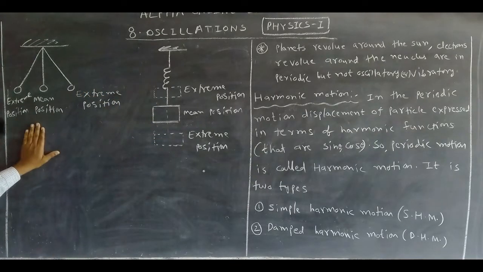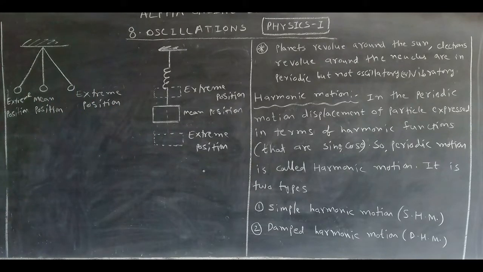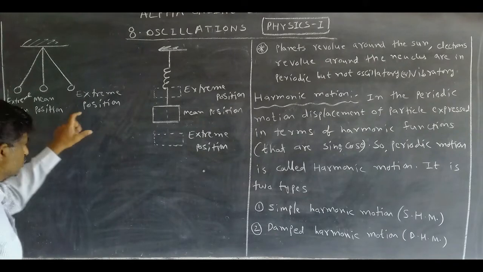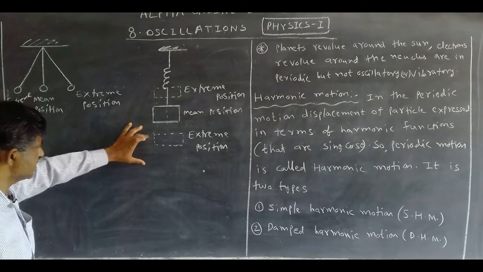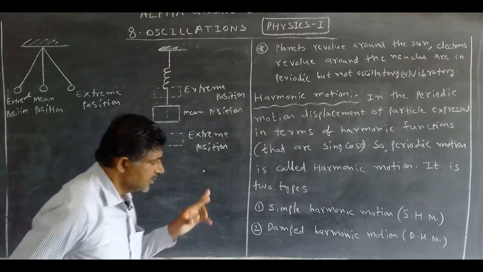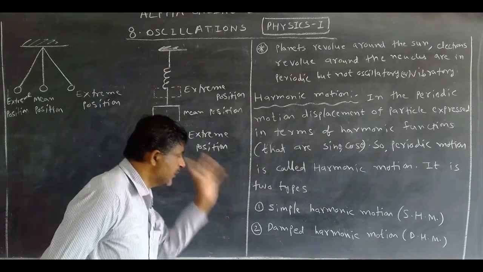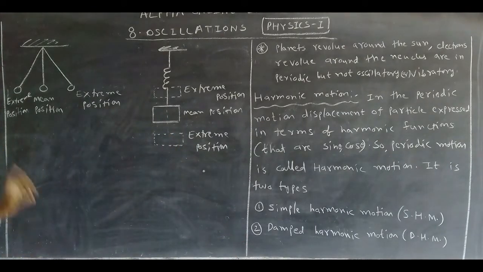This is a periodic motion. It is also periodic motion. And the displacement of the particle in this periodic motion is expressed in sin and cos theta. That's why it is called harmonic motion. And harmonic motion is how many types? Two types. One is simple harmonic motion, another one is damped harmonic motion.